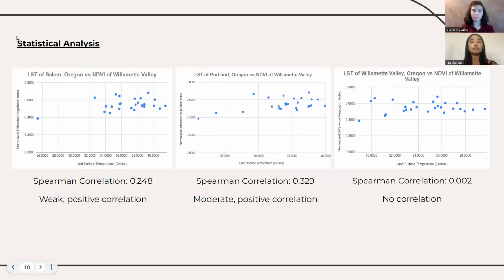Statistically speaking, we use the Spearman correlation, which ranges from -1 to 1, where the endpoints indicate strong correlation between the two variables and 0 means no correlation. When assessing the LST and NDVI correlations in all three locations, we found that the correlation was 0.248 in Salem, which indicates a weak positive correlation. In Portland, the correlation was 0.329, which indicates a moderate positive correlation. Finally, in the Willamette Valley, the correlation was 0.002, which indicates hardly any correlation.